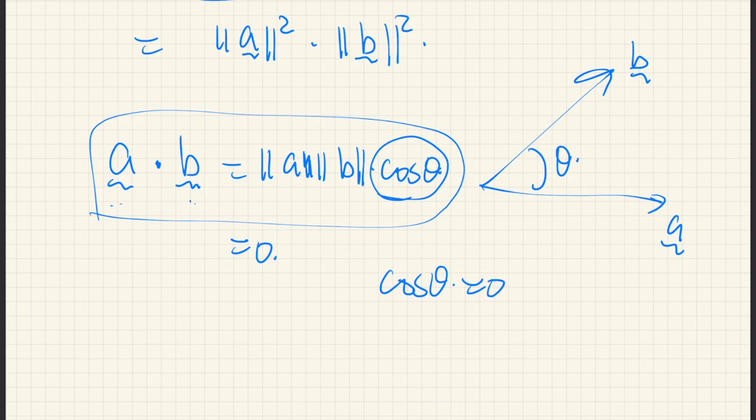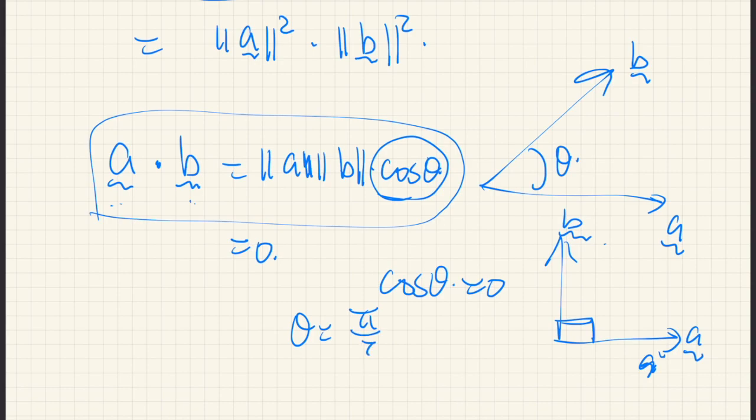So that means this angle here is the right angle. So it means this. So this is A and this is B. Okay. So theta is something like pi half or maybe negative pi half, or some periodic analog of these two values.